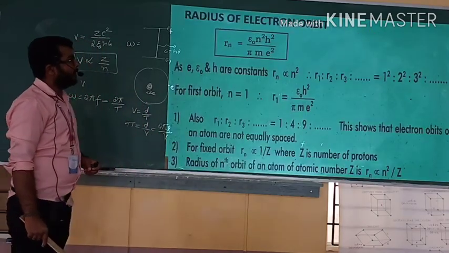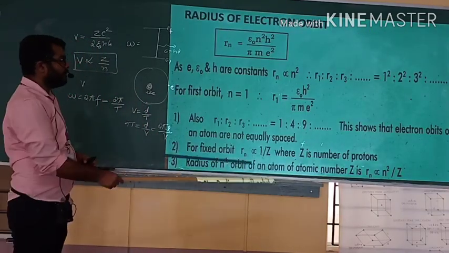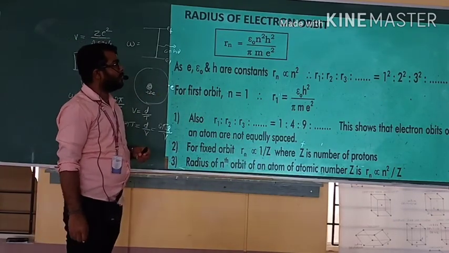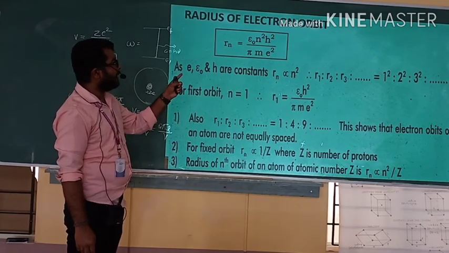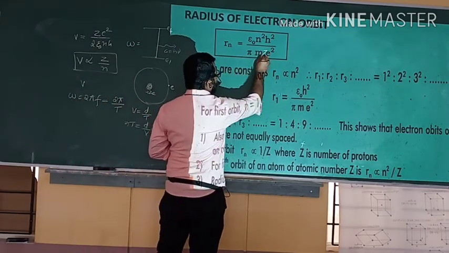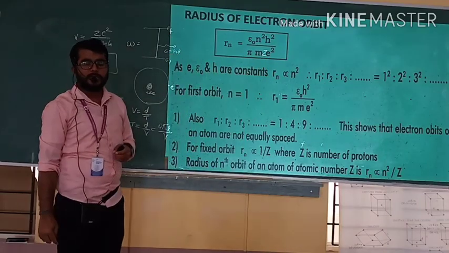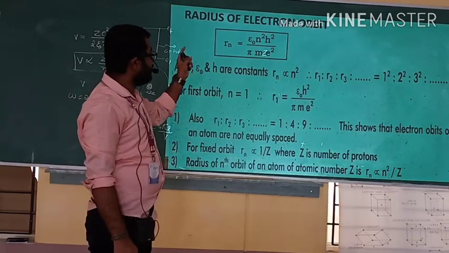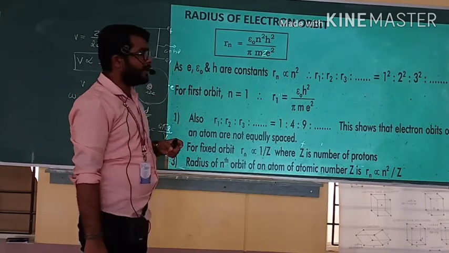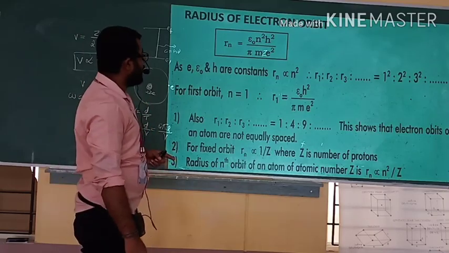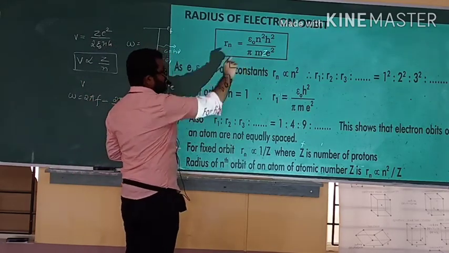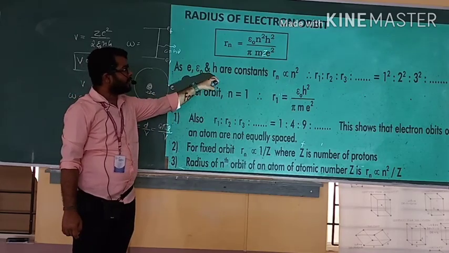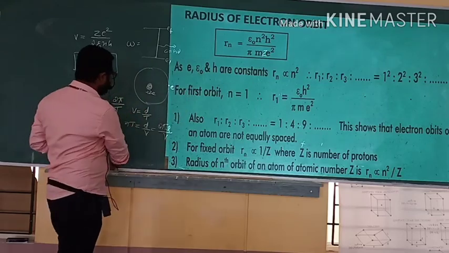Okay, so next one, radius of the electron. The radius of the electron is given by Rn is equal to epsilon n square h square divided by pi m z square e square, which is the expression for the radius of the electron by using Bohr's postulate. The derivation was done in theory class. Radius of electron orbit is given by Rn is equal to epsilon n square h square divided by pi m z square. As e, epsilon, h are constant, all the values are constant.